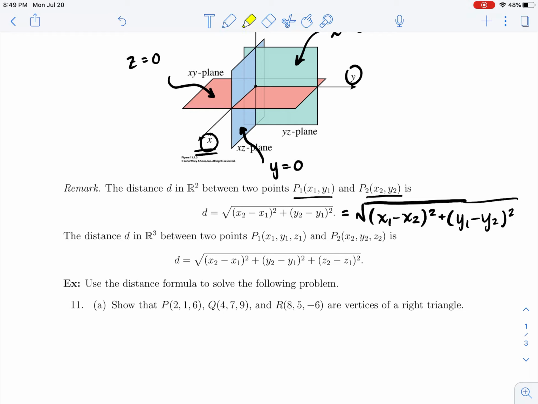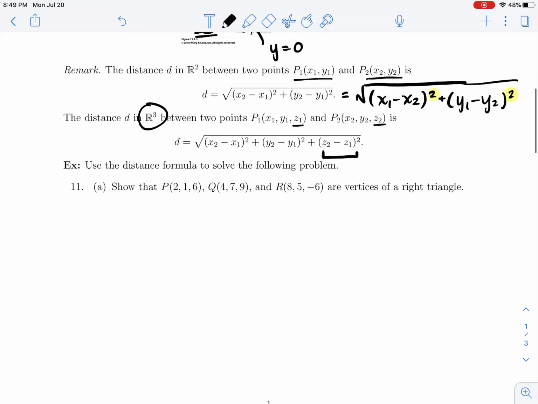And the reason is these squares save you, because if you change your order of subtraction, that will give you a negative sign, but once we square it, the plus or minus doesn't make any difference. So the order in which you take these differences doesn't matter. Now, if we want to extend this into 3 space, we still are looking at 2 points, but now we're adding a Z coordinate to each of these points. The only difference is we add the square of the difference of the Z coordinates. Otherwise, that distance formula is very similar.